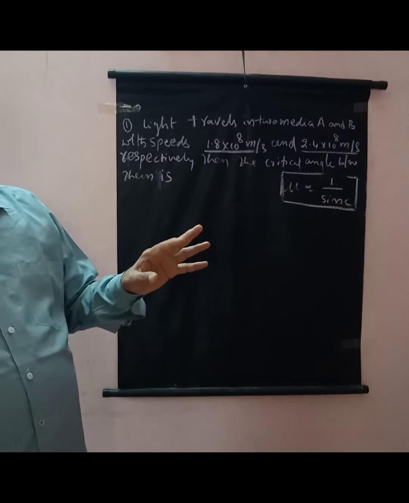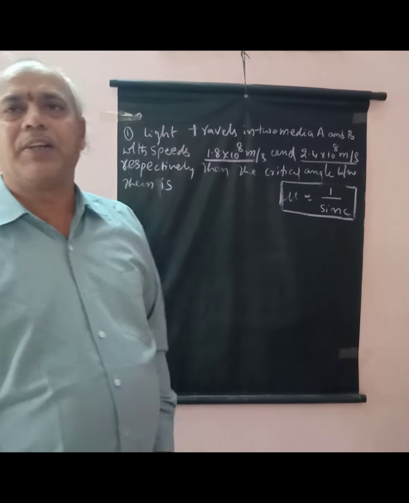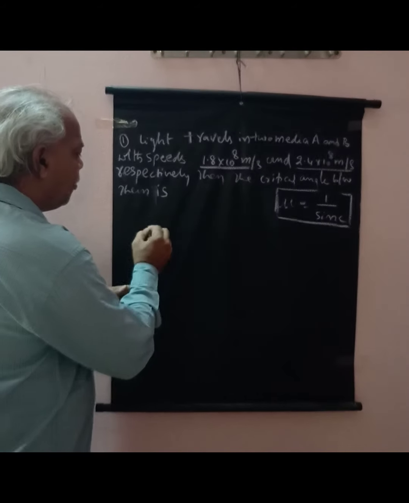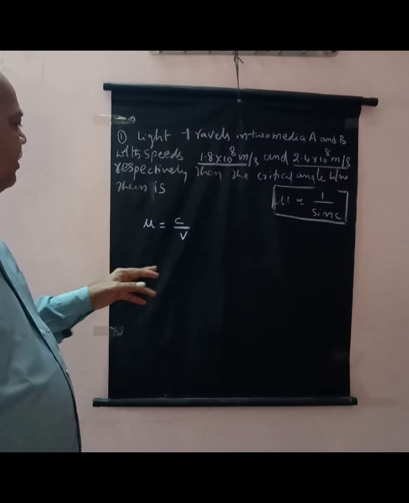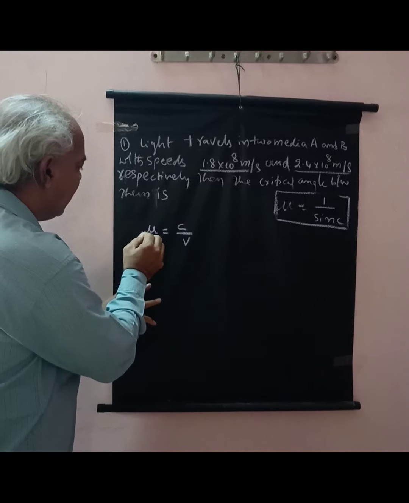Also we know that the speed of light is lesser in a denser medium than in a rarer medium. Here 1.8 × 10^8 meter per second is the speed of light in the denser medium and 2.4 × 10^8 meter per second in the rarer medium. So according to that, the formula is μ = c/v, where c is the velocity of light in vacuum and v is the velocity of light in the medium.